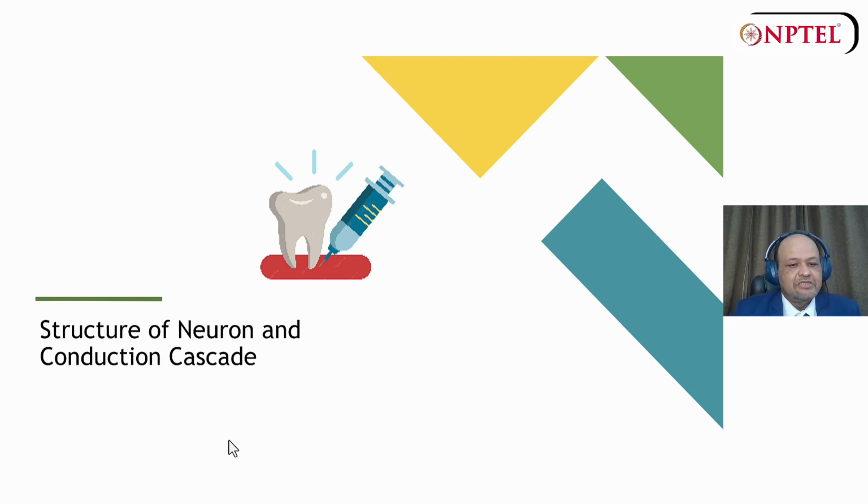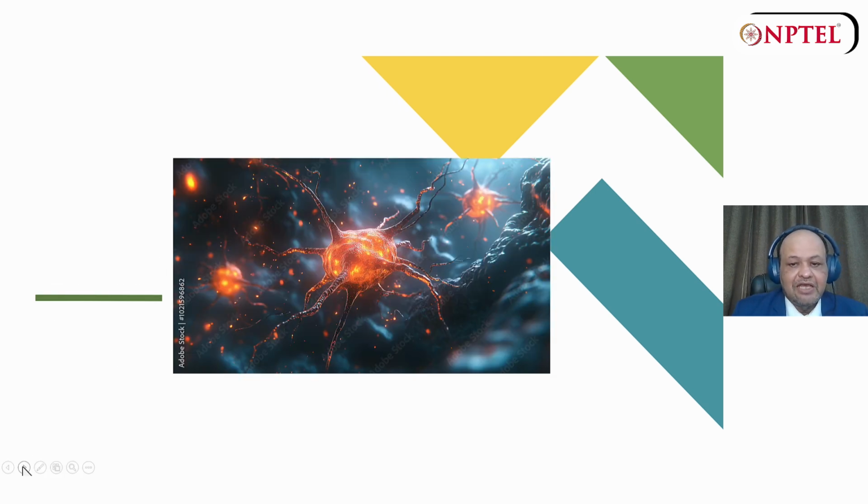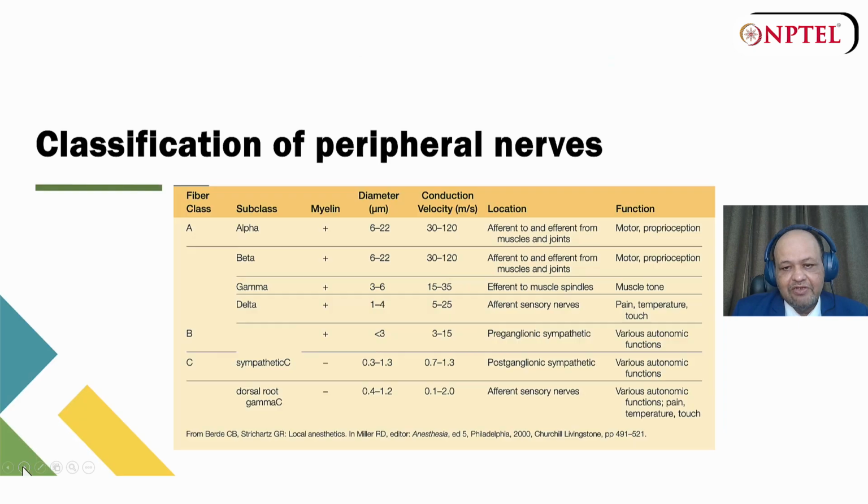Welcome back to lecture 3. This is the structure of the neuron and the conduction cascade. So it's very important to understand the structure of the neuron because that is the fundamental basis of impulse conduction and how we react to a particular thing. So this is an artist's depiction of the neuron, and in real sense it is slightly different, which we'll come to know in the subsequent classes.